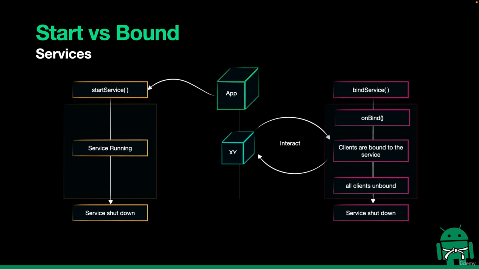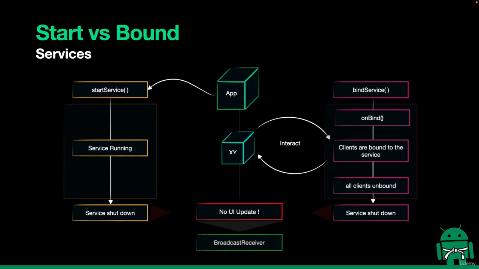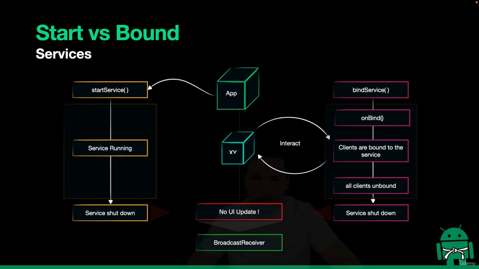All right. The downside of a service is we cannot make a UI update. This is not possible because, as already mentioned, the service is running in the background and it has no connection to our main UI thread. Therefore, if you want to perform things like this, we need to use broadcast receivers, but this is perfectly fine. We are already familiar with this one.